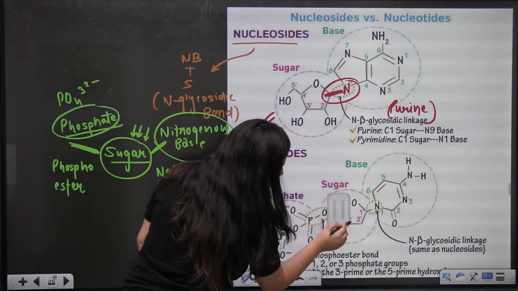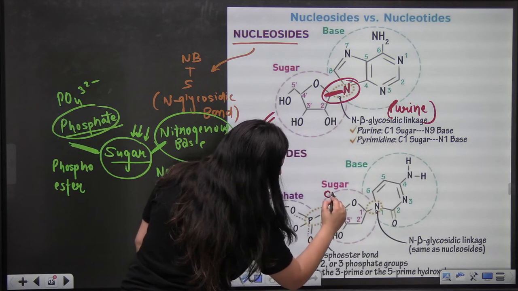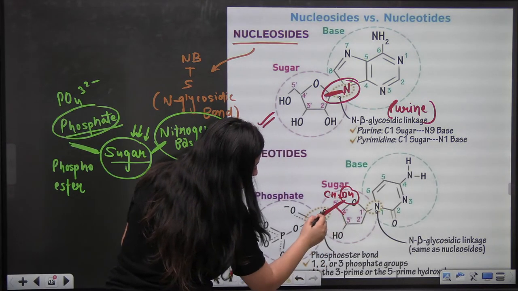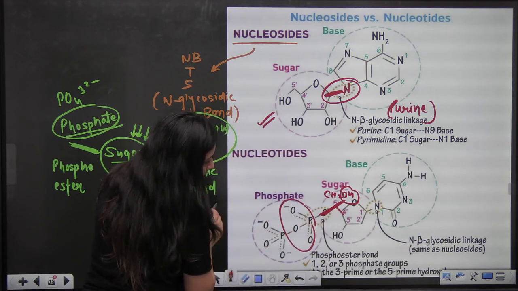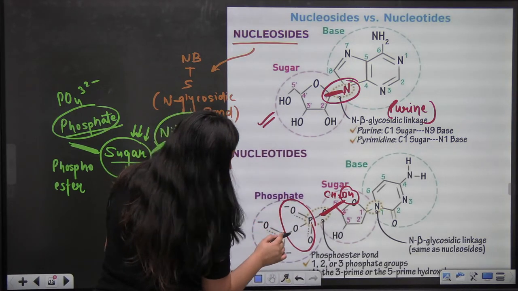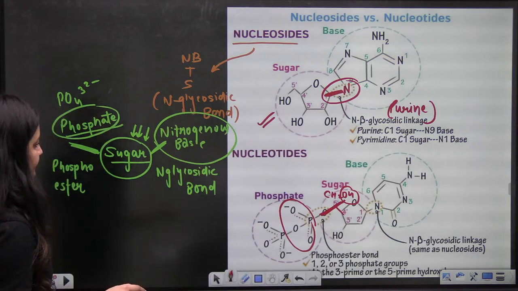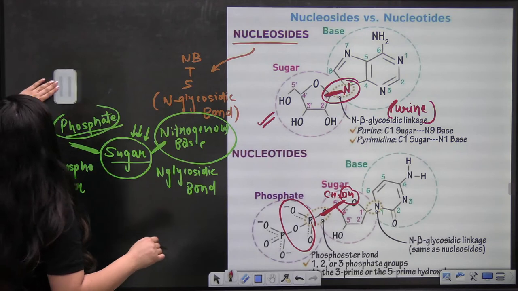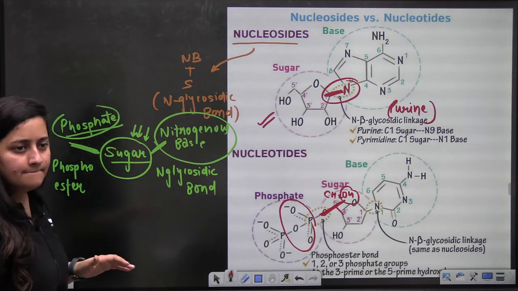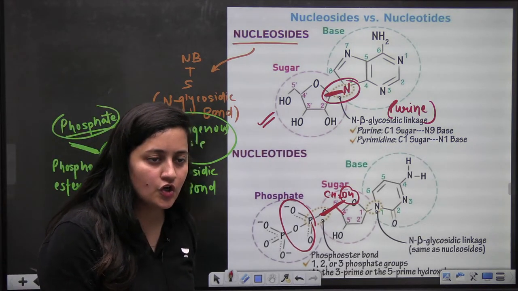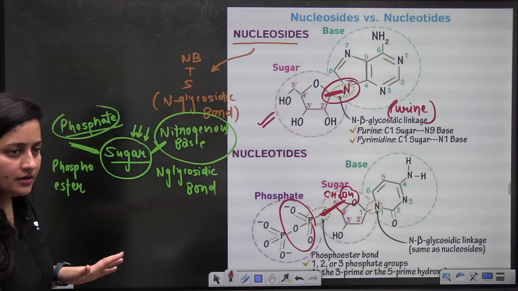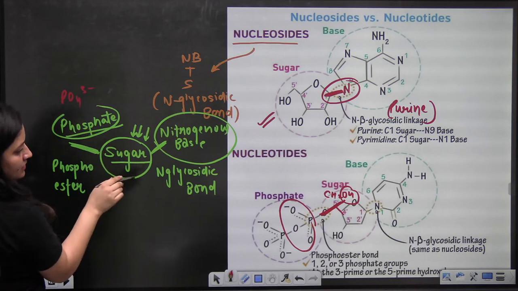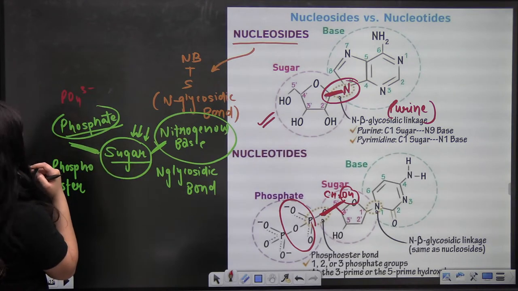Fifth carbon here, that is CH2OH. So this OH is forming the bond with that phosphate group. Done. Clear. So yes, it is PO4 3 negative, na? Yes, it is 3 negative if I am not wrong.